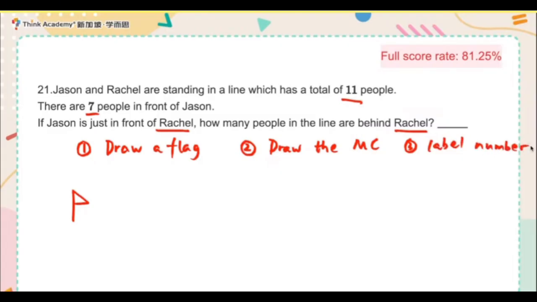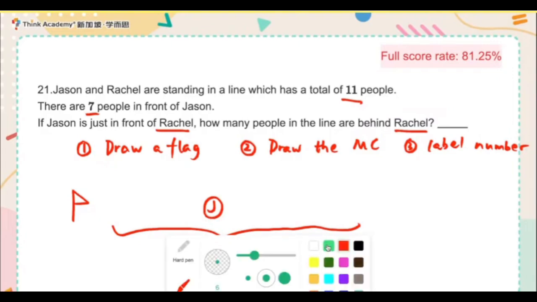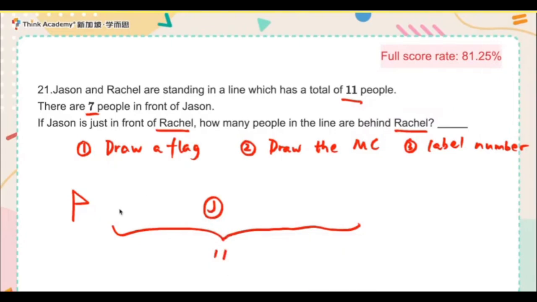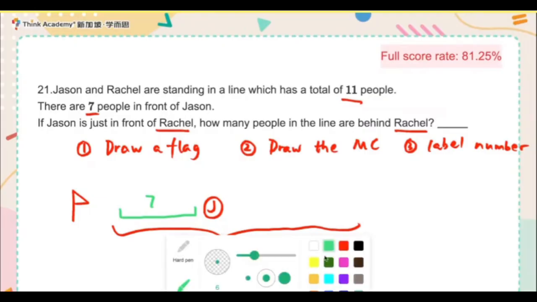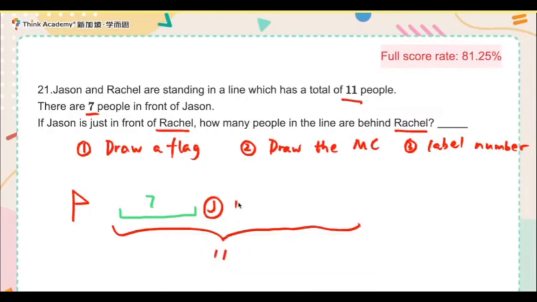Okay, everyone, let's see this time. We can see in total there are 11 persons. So we can draw a big bracket. There are 11 persons. And then we can see there are 7 people in front of Jason. This is Jason. We write down J and then draw a circle here. So there are 7 people in front of Jason. And Jason is just in front of Rachel. So Rachel is just behind Jason, right? You see, this one should be Rachel.